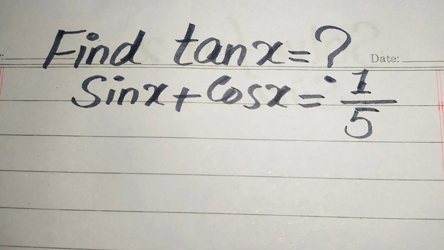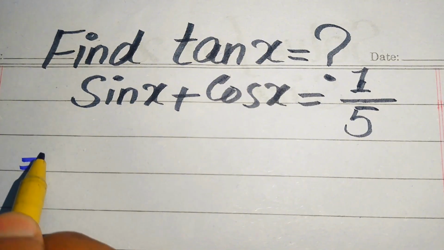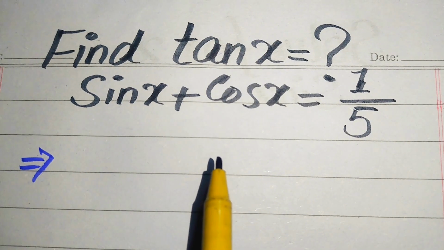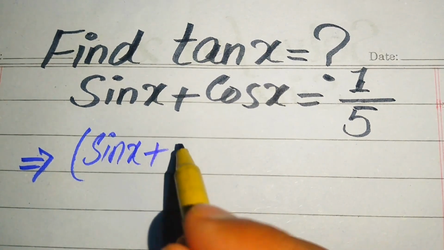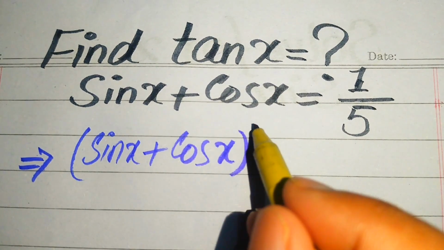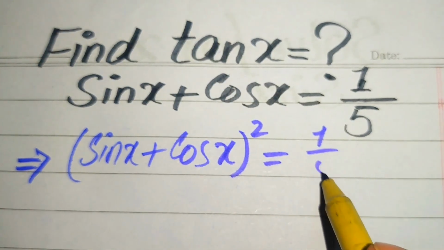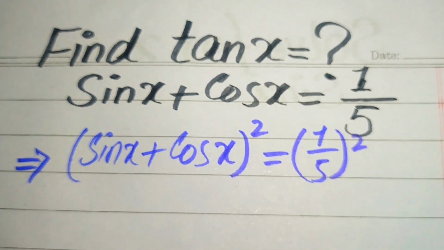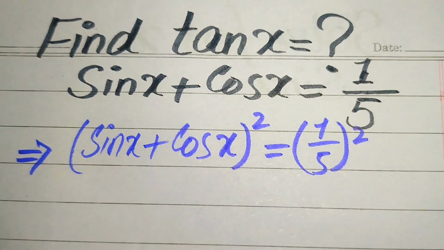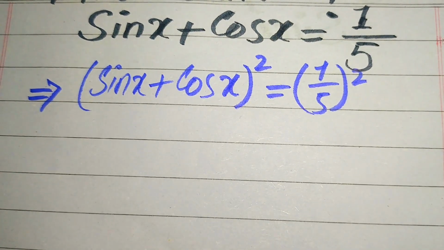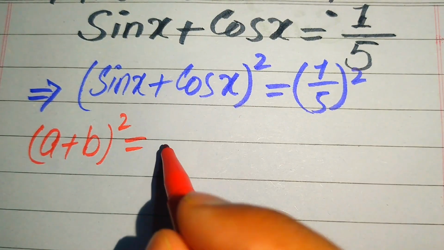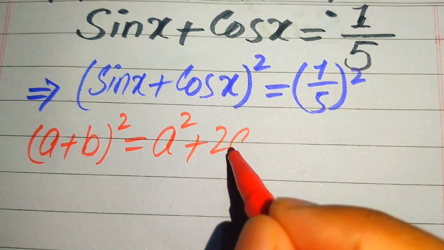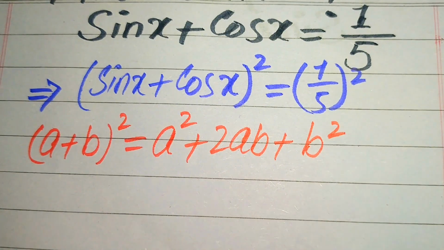So here, the very first thing we are going to do is apply squaring on both of the sides. So when we apply squaring, this will be written as sin x plus cos x whole square is equal to 1 divided by 5 whole square. In the next step we need more simplification here, and we use the algebraic formula on the left hand side, and you know about that: a plus b whole square equals a square plus 2ab plus b square.